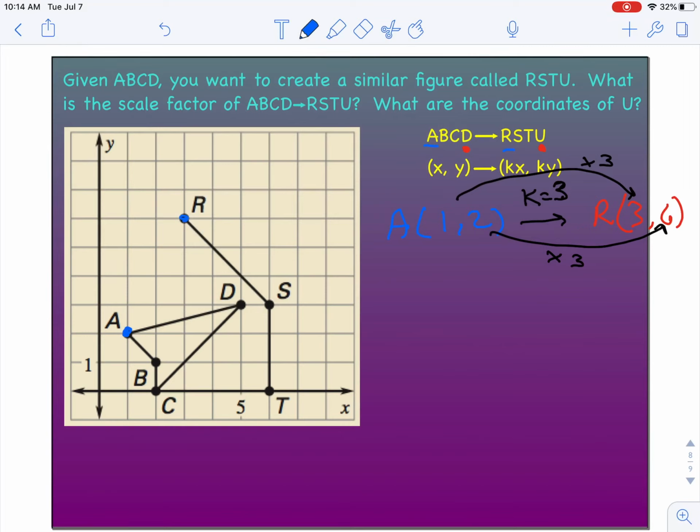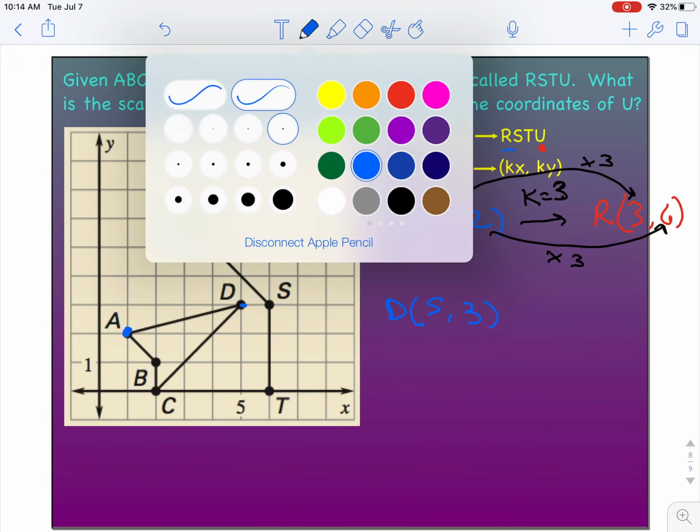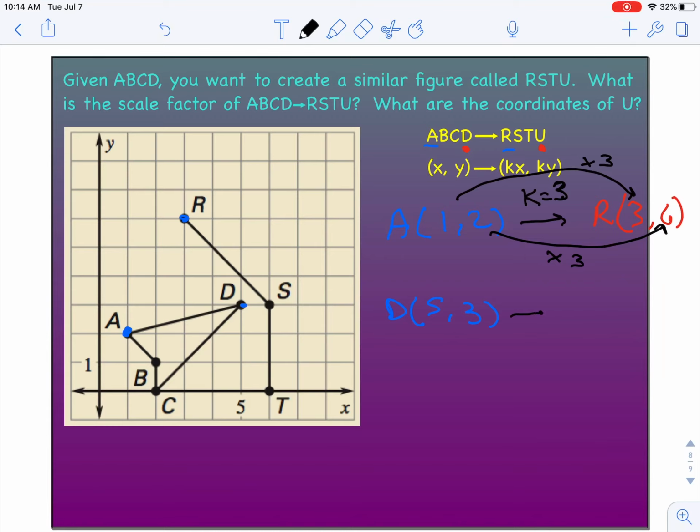And so now what we're going to do is use that information that our scale factor is 3 to take the ordered pair D, which is the one we know, and D is the ordered pair 5, 3, and we're going to use that with our scale factor of 3 to find the missing ordered pair that we are trying to find, U. So if I multiply 5 times our scale factor of 3, I get 15. And if I multiply 3 times our scale factor, I get 9. So that is the ordered pair for U.